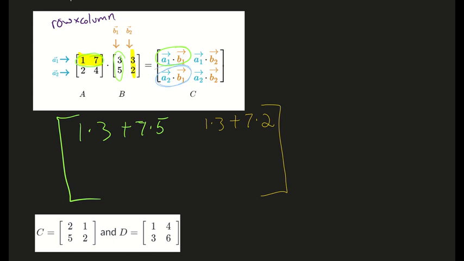So here we've got our second row, first column. So second row, multiply it by our first column. So it will be 2 times 3 plus 4 times 5.